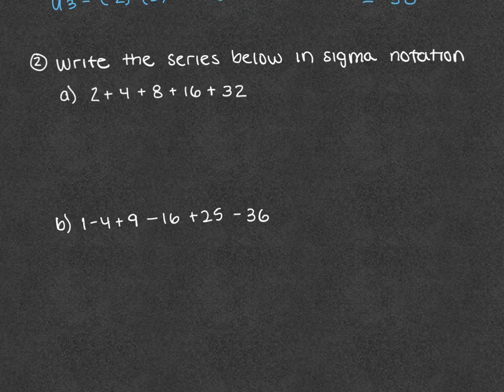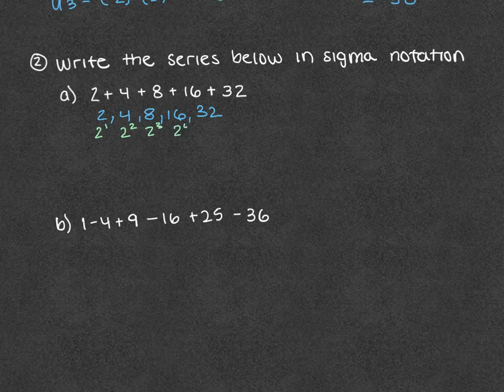For our next two examples, we're going to write the series in sigma notation. So we're given this series here. We could write it without the plus signs as well, if that looks a little easier. 2, 4, 8, 16, 32. So just like we did with the sequences video, we want to figure out what's going on here. So I have 2, 4, 8. So these are particular numbers, which are powers of 2. So I could write the first number as 2 to the first, 2 to the second for the next number, 2 to the third, and so on.